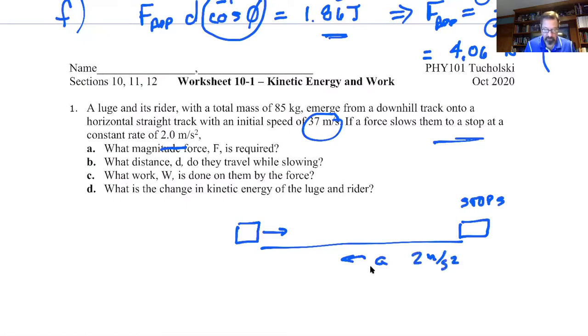And so what I need you to do is figure out what's the required force, what's the distance the thing travels, what work was done by that required force, looks like friction to me, and what's the change in kinetic energy. And I'm not sure that the order I've asked those questions is the best order. You might decide to get D first because you know what the initial kinetic energy and the final kinetic energy is, because you also know the mass. So you can work it backwards as well.